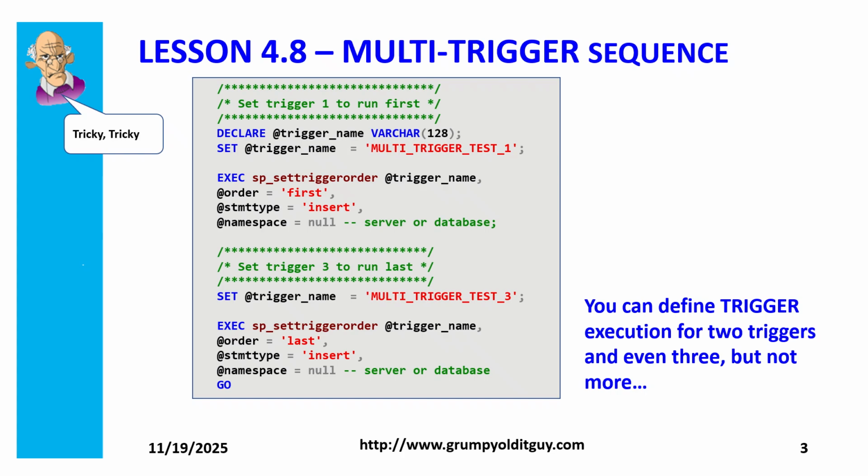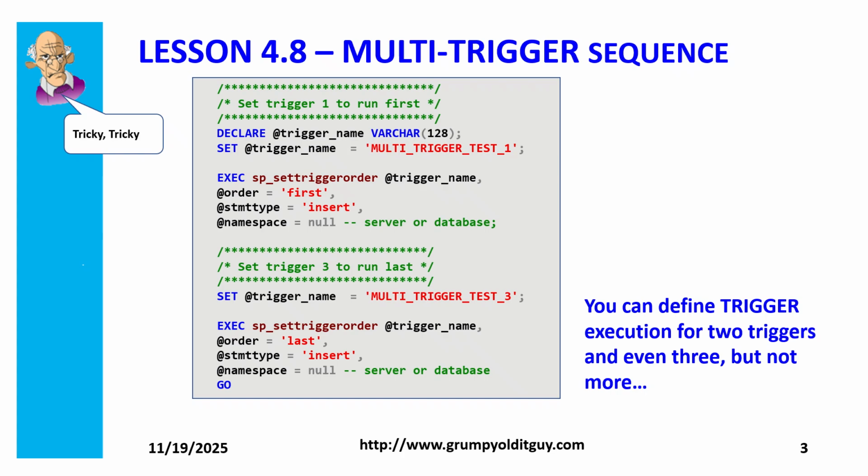Okay, let's take a look at how to set up these multi-trigger sequence events, I guess we'll call them. And you can define 2 or 3, but not more than 3 triggers that fire one right after the other, and whatever you define the order. And it's really simple, right? You create your triggers, and then the protagonist, if I can use that term, of this little scenario, is a stored procedure called sp_settriggerorder, a very appropriate name. And you just pass it the trigger name, the order.